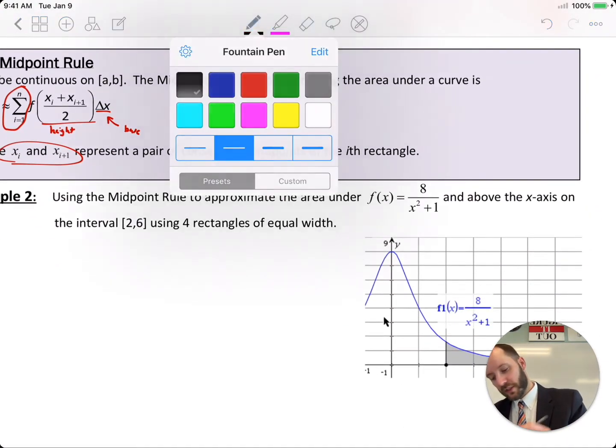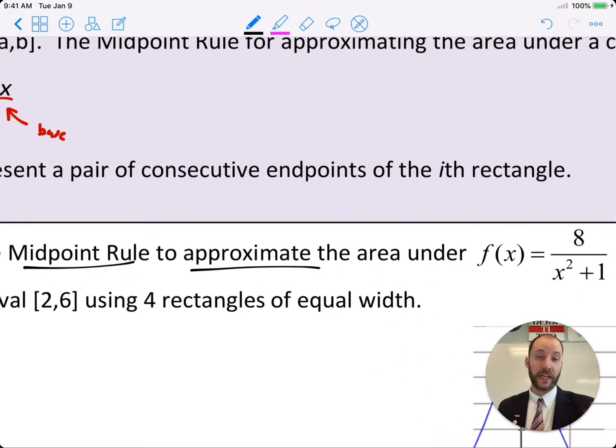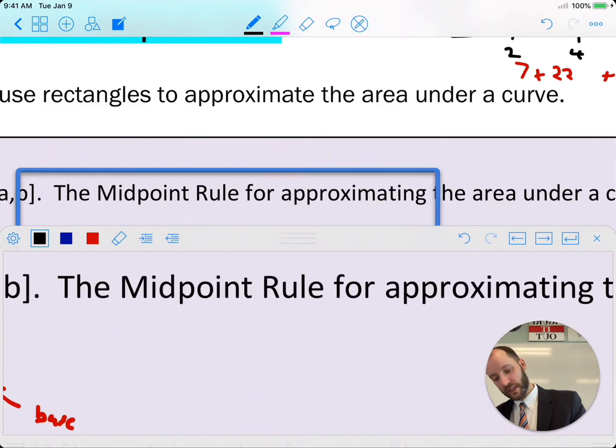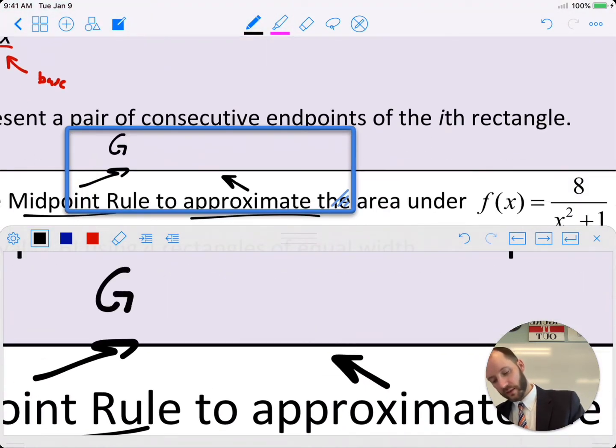So use the midpoint rule to approximate. Again, those kinds of keywords, those together should tell you that you're using geometry.